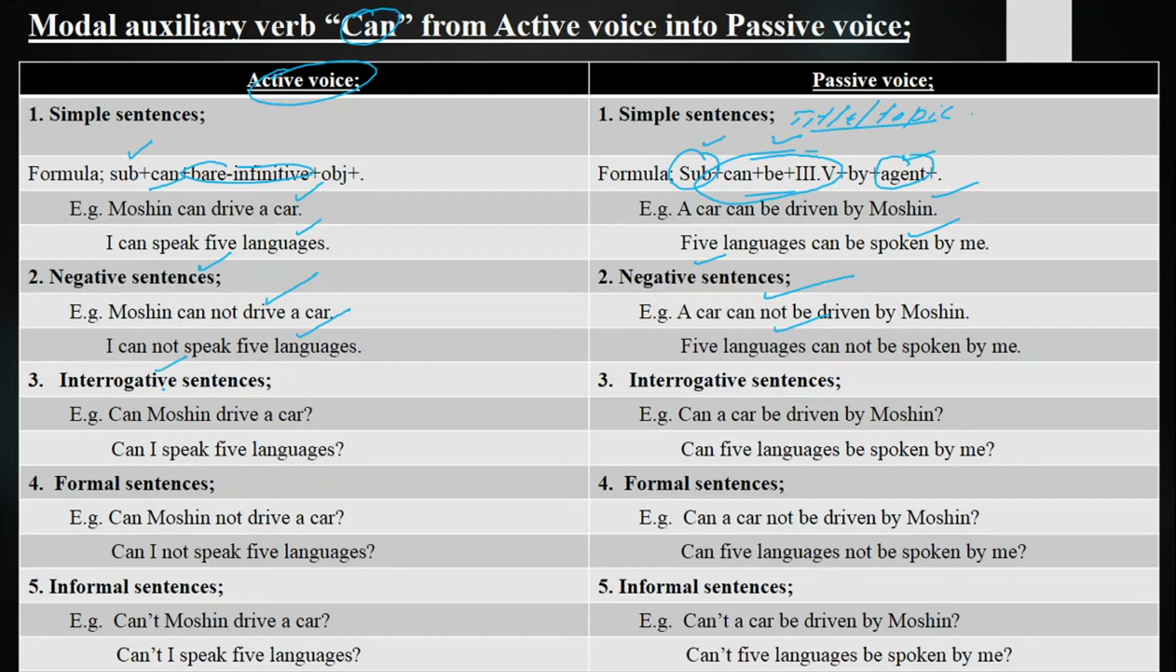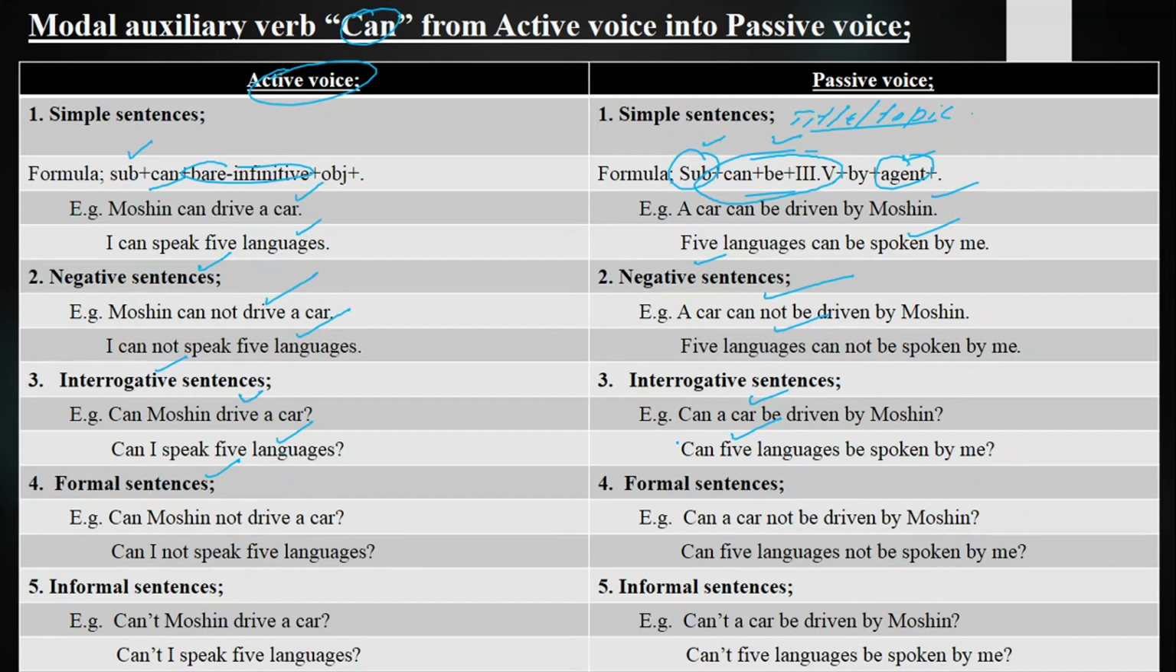Interrogative sentences, those sentences in which we ask questions, are called interrogative sentences, or in which we put queries. Can Mohsin drive a car? Can a car be driven by Mohsin? Can I speak 5 languages? Can 5 languages be spoken by me?